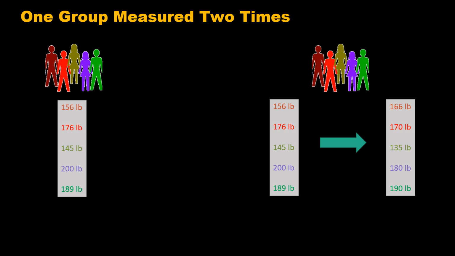First one, we have 5 observations and just one set of data from a sample. This type of sample is called one sample. The second case, here we have collected 2 samples. However, the measurements have been taken from the same group of people. You see that 156 becomes 166, 176 becomes 170. It means for each individual, there is a corresponding observation in the second data set.